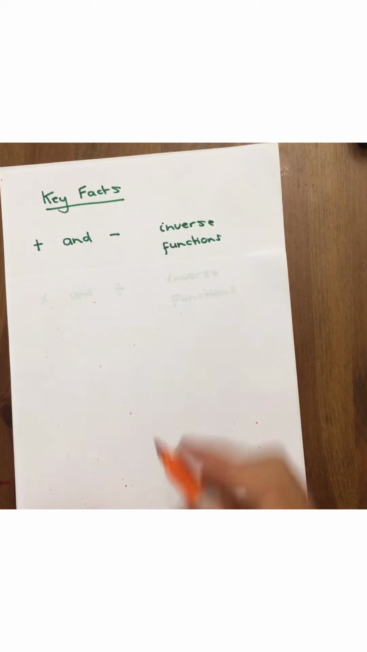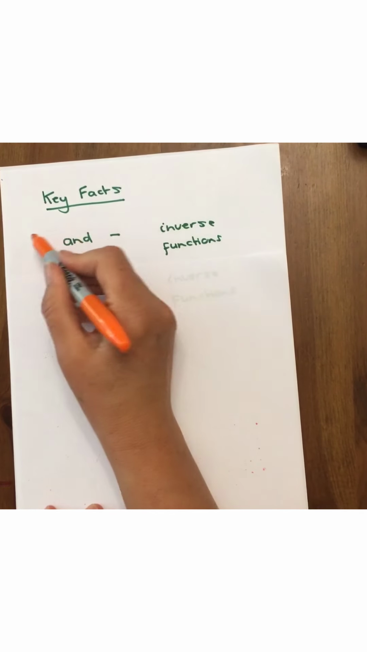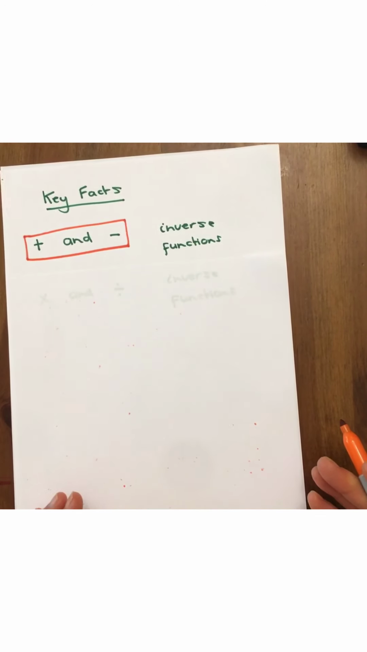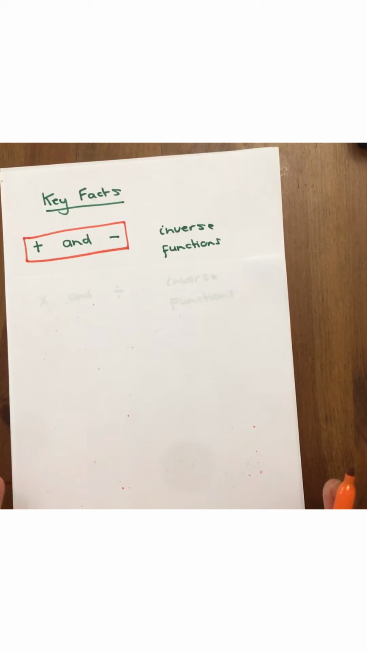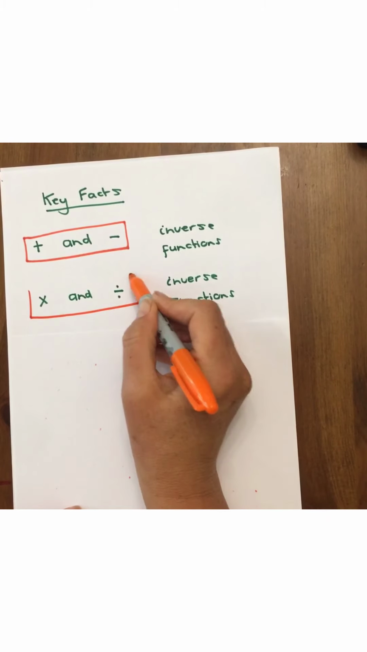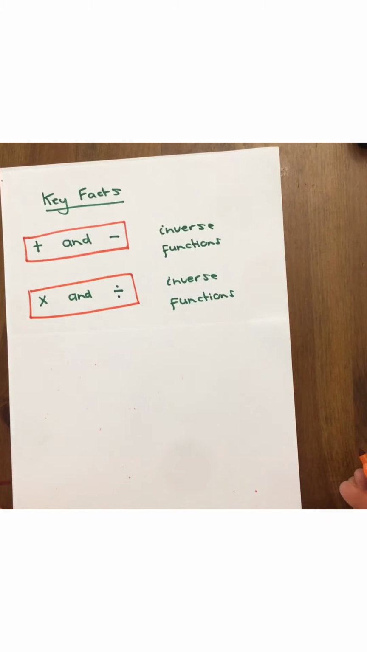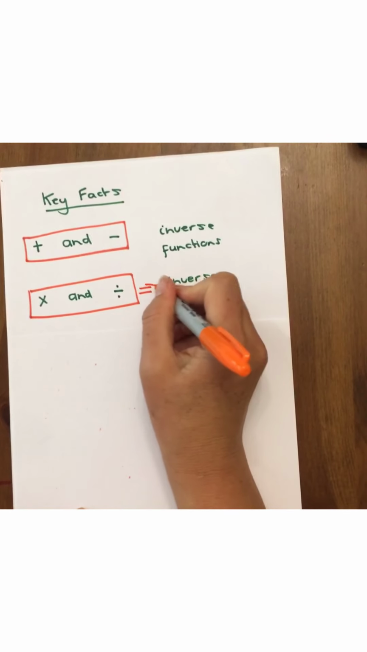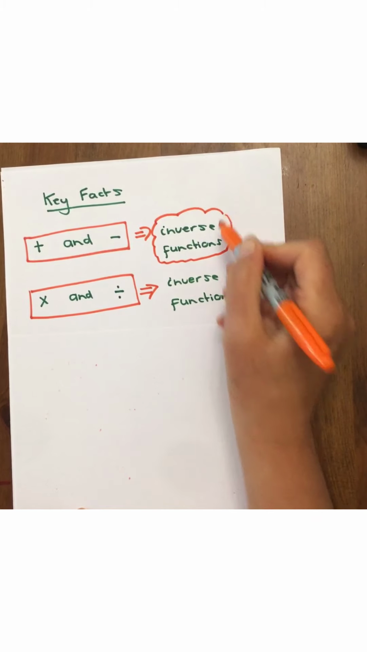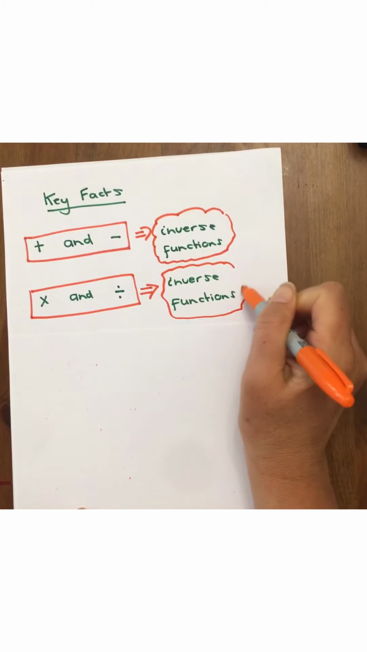Okay. So I want you to write these key facts, please, into your books. First key fact. Adding and subtracting are inverse functions. They're the opposite functions of each other. So if you add a number and then take away the same number, they will cancel each other out. And multiplication and division are opposite or inverse functions. So write these key facts out into your book, and you're going to use all of this for my module on solving equations.